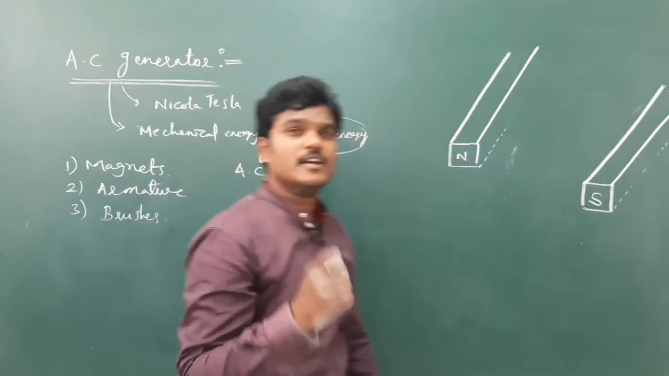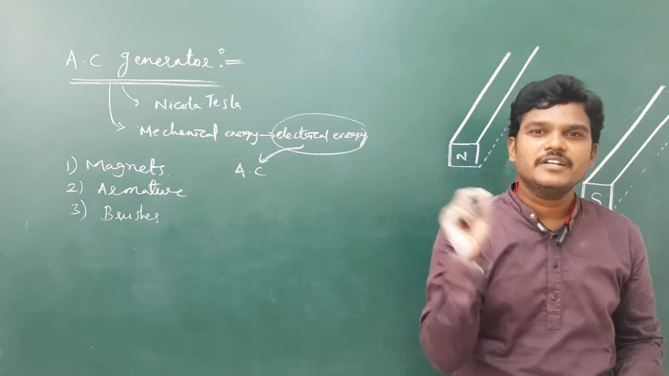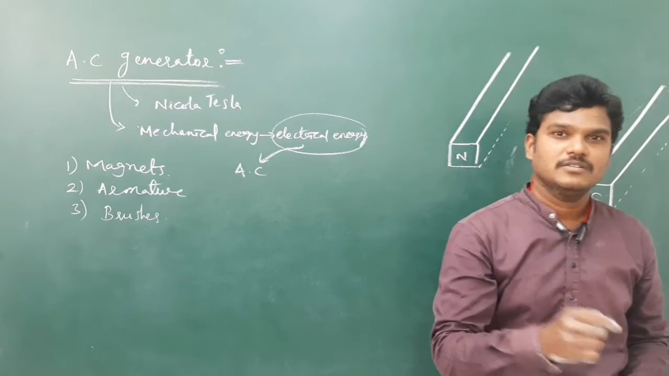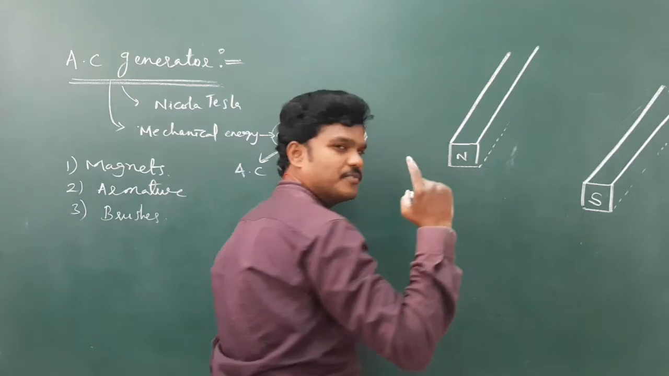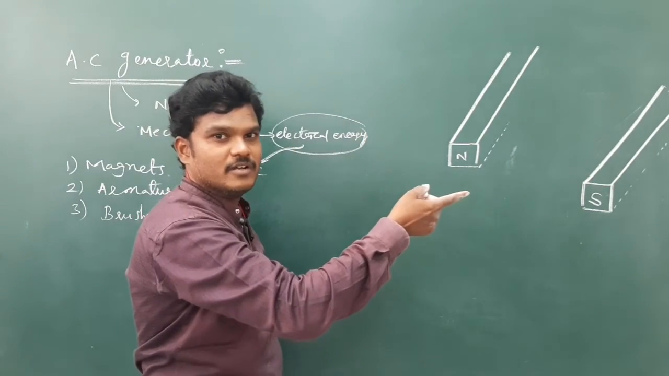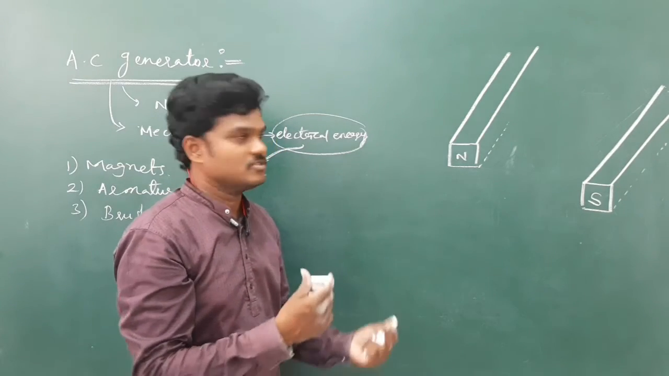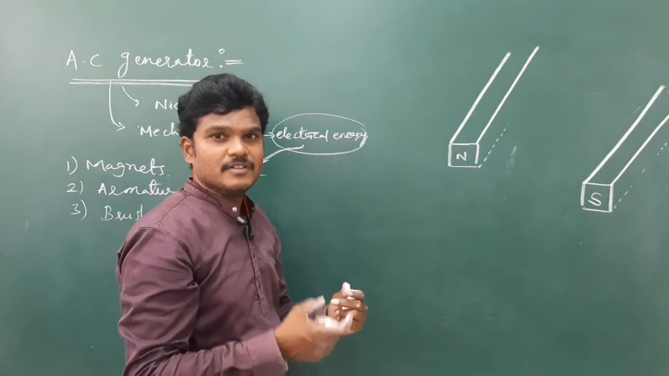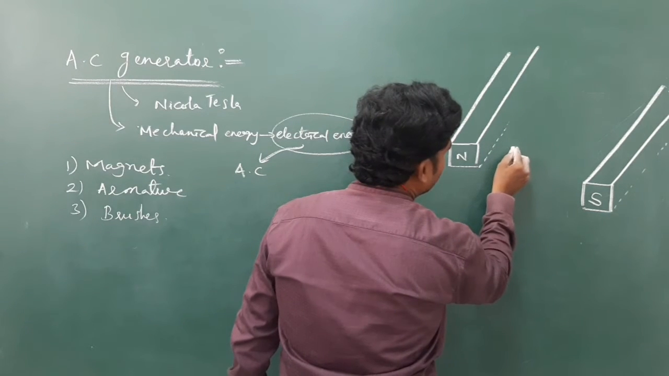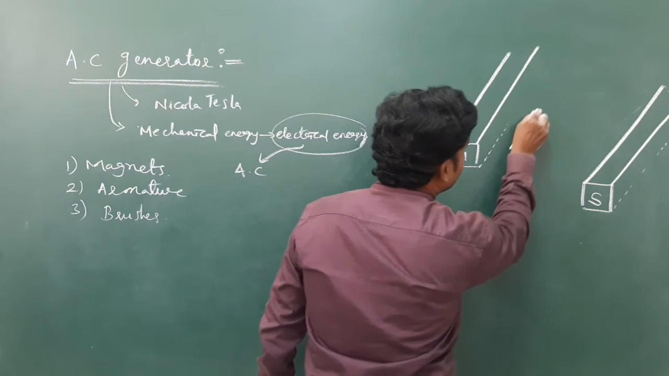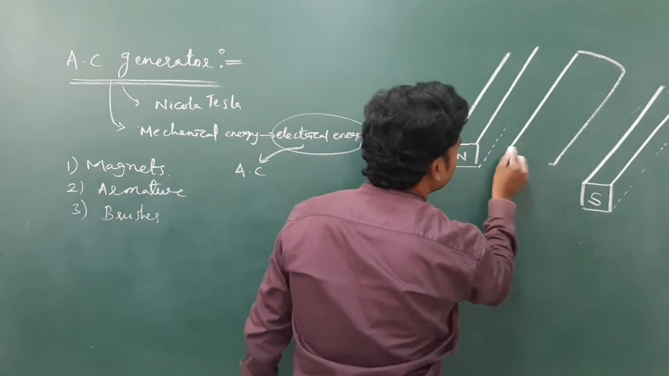In between them an armature is placed. Armature is nothing but a coil, a rectangular coil on which a thin insulated copper wire is wound. On that coil a soft iron core is wound. That soft iron core increases the magnetization, so because of the soft iron core, the magnetic field between them increases. See, this is the armature.